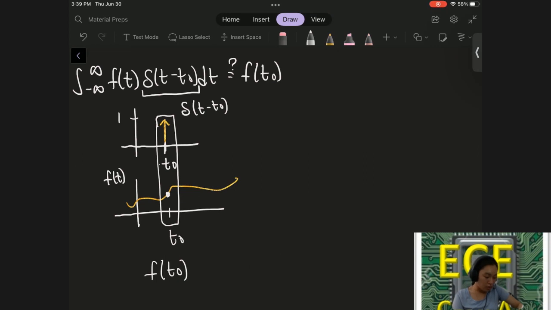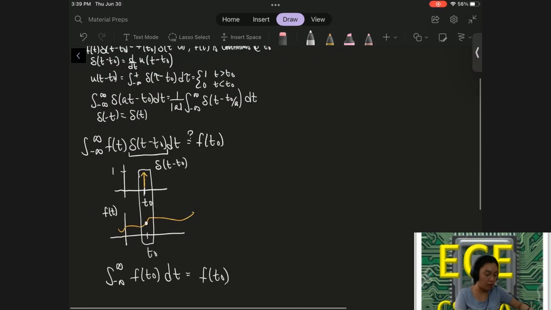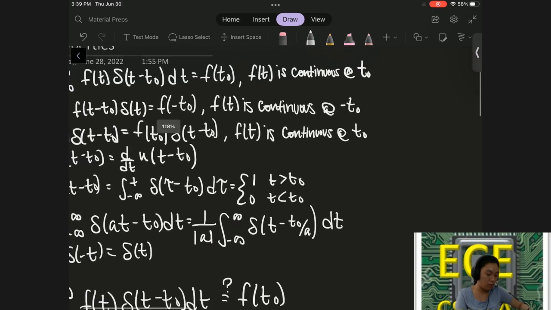And so if you take the integral of this dt, you're doing the integral in the variable t. But this is a constant, right? Because it's just a number. And so that ends up just being f of t naught.